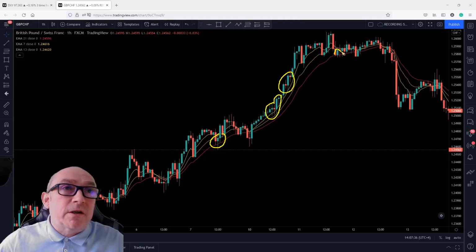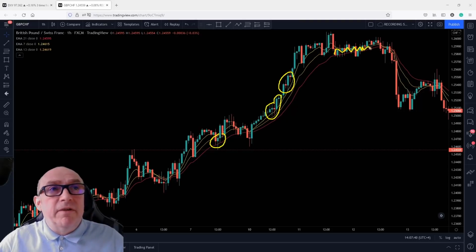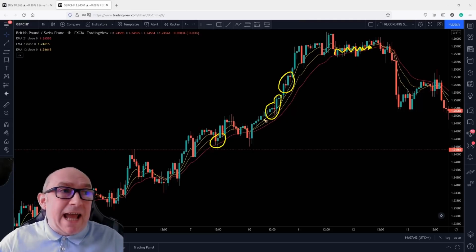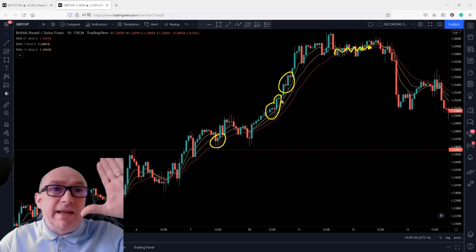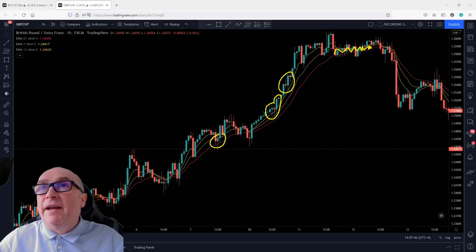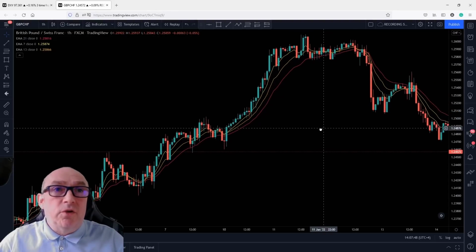And of course, then you go into consolidation. The moving averages are joining onto themselves, basically converging. So you wouldn't be getting involved in that. You want to be seeing the moving averages nicely fanned out as you go.